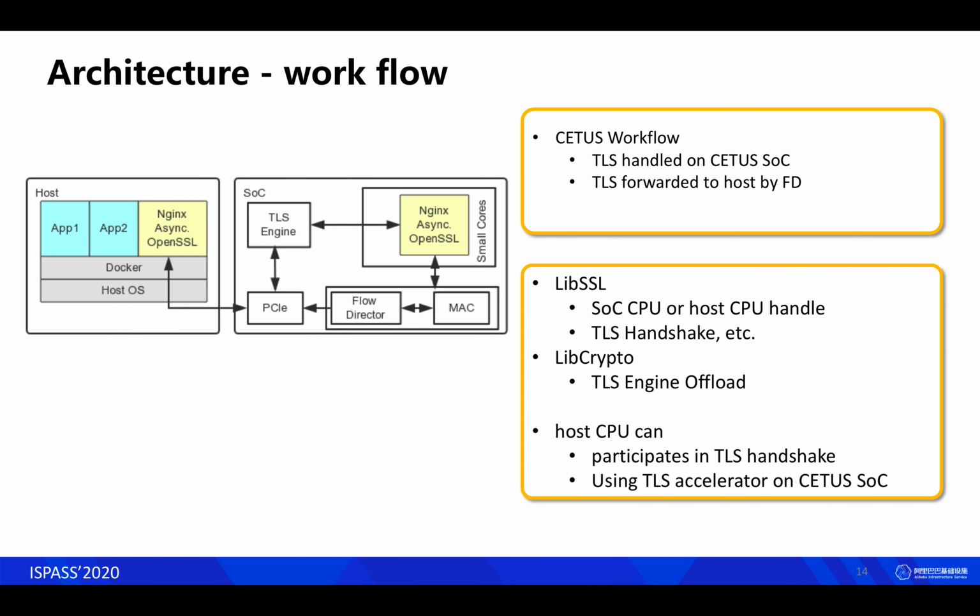Now let's look at the workflow corresponding to this architecture, and we will use the TLS handshake in CETUS to illustrate the flow. The host may receive a TLS handshake only when the flow diverter is turned on, and the TLS handshakes are entirely processed on the CETUS SOC when the flow diverter is off. The network adapter on CETUS serves as a regular NIC card and forwards packets to the small cores by default. In this case, the network stack is processed on the small cores, and the application layer then invokes the OpenSSL libraries such as libssl and libcrypto for further processing.